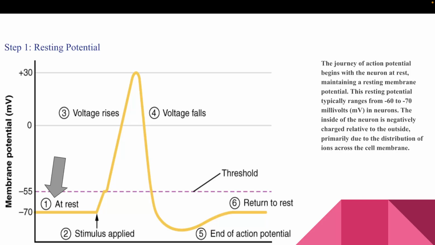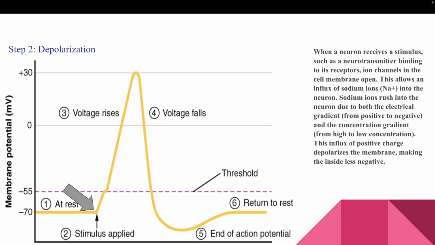Step 1. Resting potential. The journey of action potential begins with the neuron at rest, maintaining a resting membrane potential. This resting potential typically ranges from -60 to -70 millivolts in neurons. The inside of the neuron is negatively charged relative to the outside, primarily due to the distribution of ions across the cell membrane.